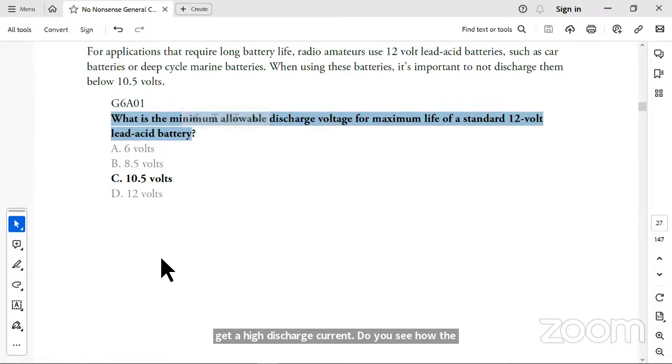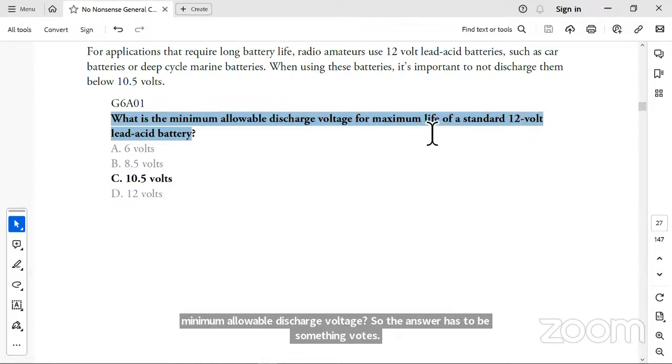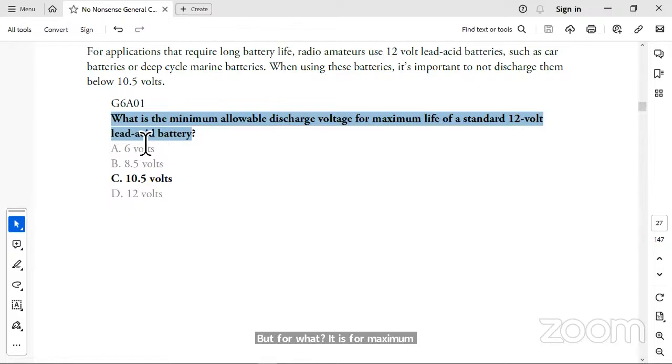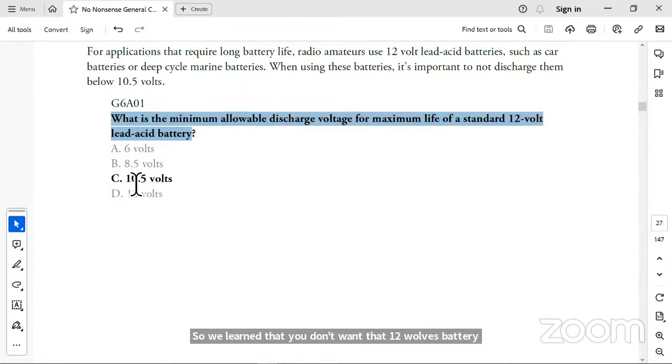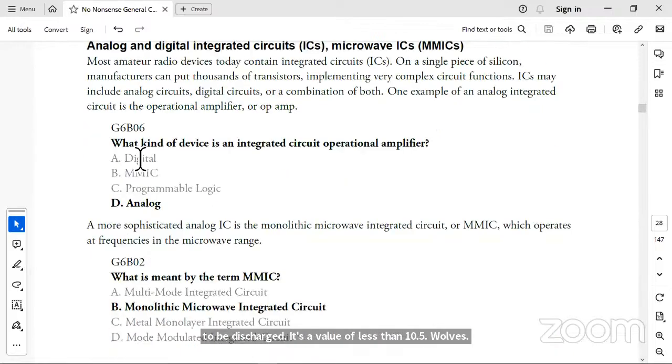Okay, what is the minimum allowable discharge voltage for maximum life of a standard 12-volt lead acid battery? Let's dissect this question. What are they asking us? They're asking us what is the minimum allowable discharge voltage. So the answer has to be something volts. But for what? It is for maximum life. But for what? For a 12-volt lead acid battery. So we learned that you don't want that 12-volt battery to be discharged to a value of less than 10.5 volts. It could damage the battery and shorten its life. Next question in the question pool.